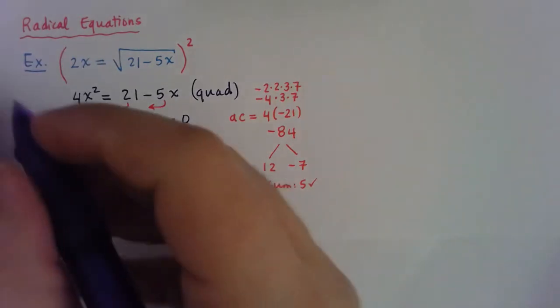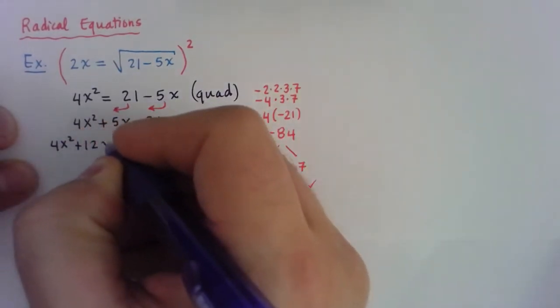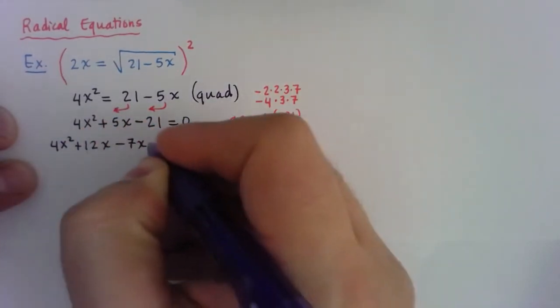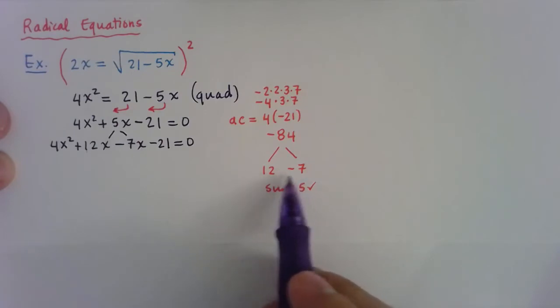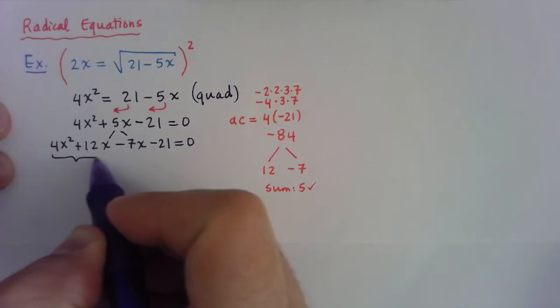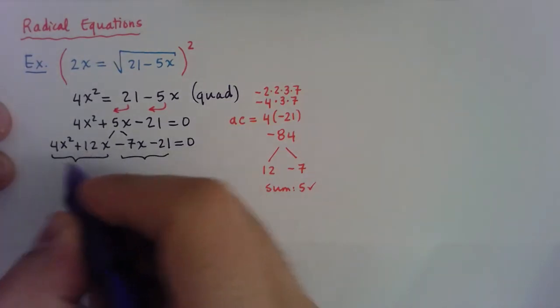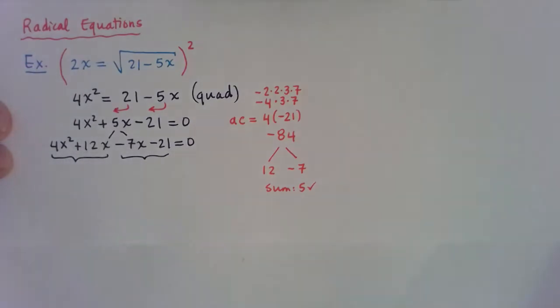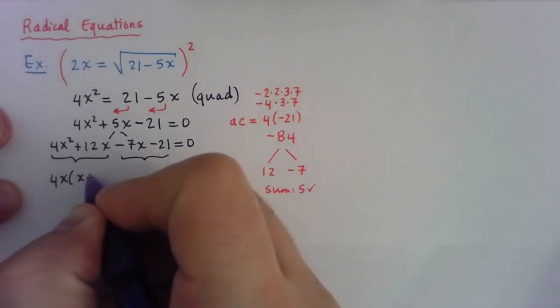Now I break this down as 4x squared plus 12x minus 7x minus 21 equals 0. See, that's how you break that down, by looking at the breakdown right in here. You're applying that to here. Now you use factor by grouping. Take the first two and take the last two. Try to factor out as much as possible from the first two, like the greatest common factor. So I can factor out a 4x, and I'll have x plus 3.